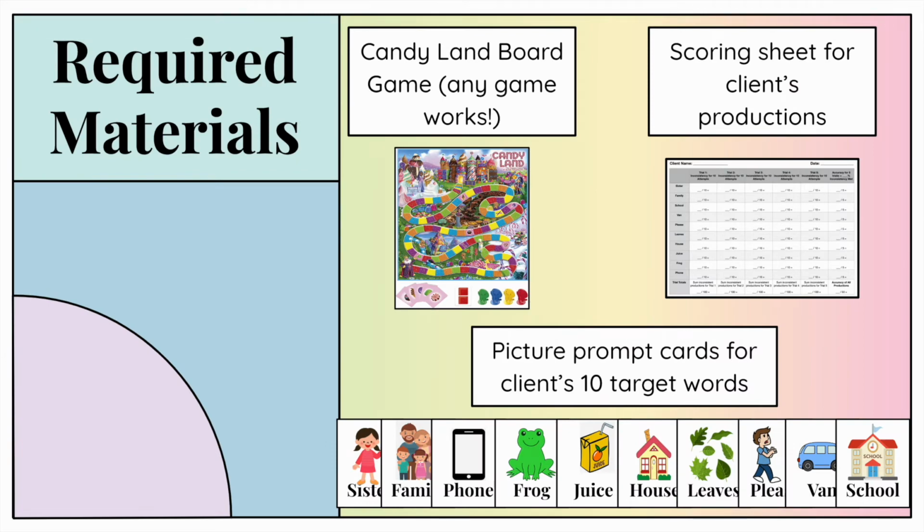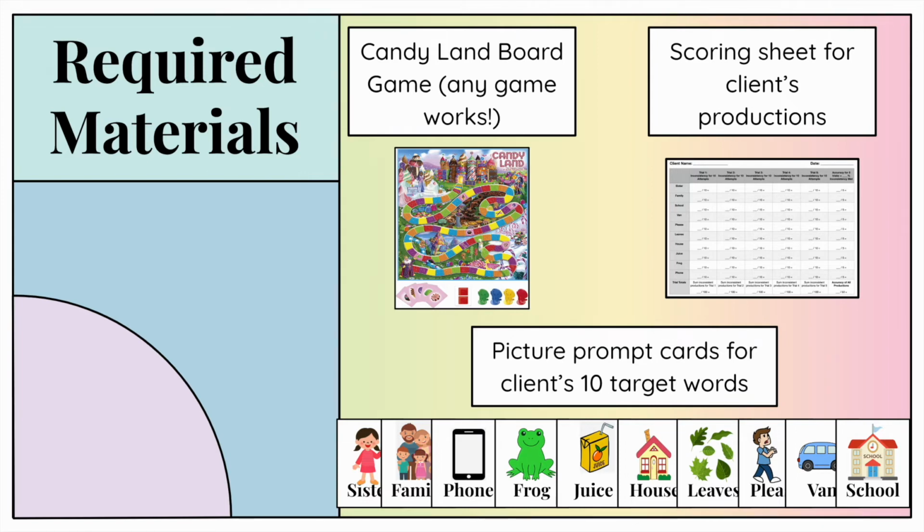So for this activity, here are the example materials that you're going to need. These are the materials you must have in order to be able to carry out this activity. You will need Candyland, the board game, but recall any game will suffice as long as it has turn taking or the ability to break it down into steps to intersperse with producing the targeted words.